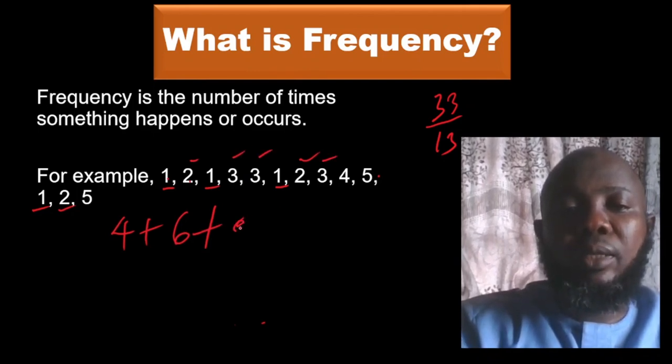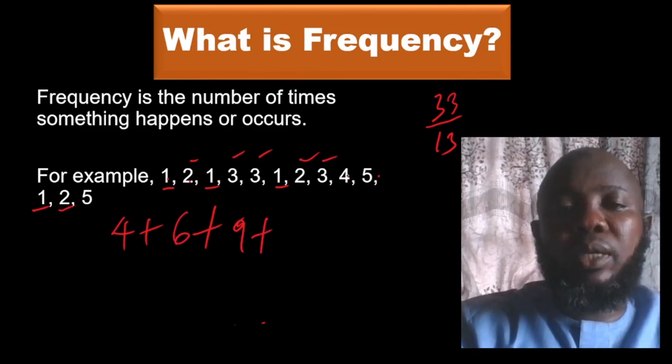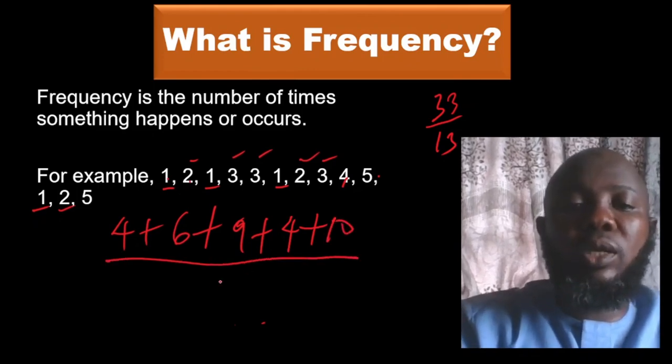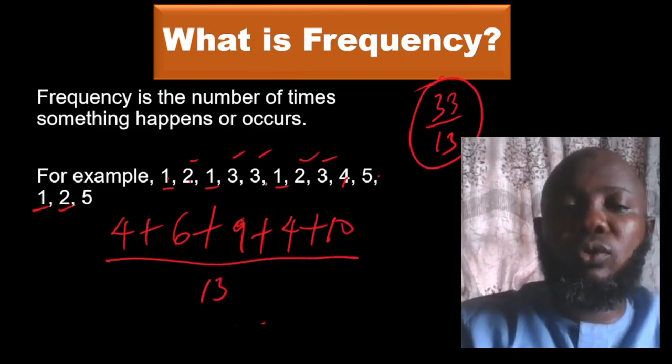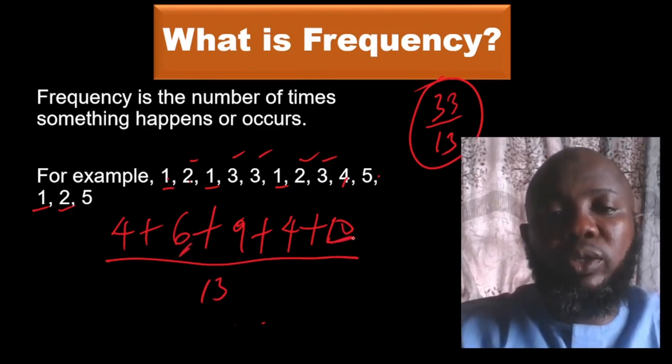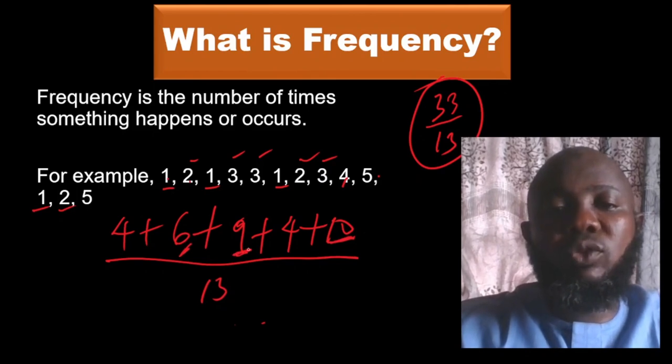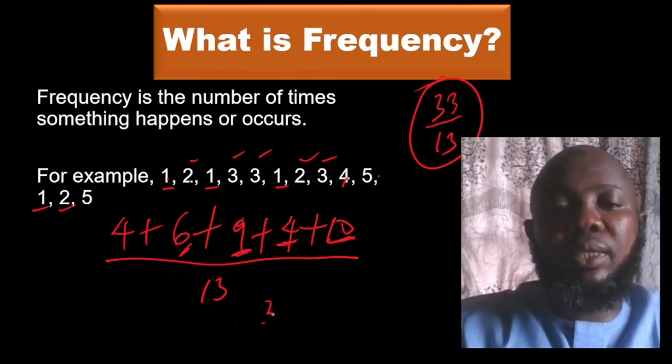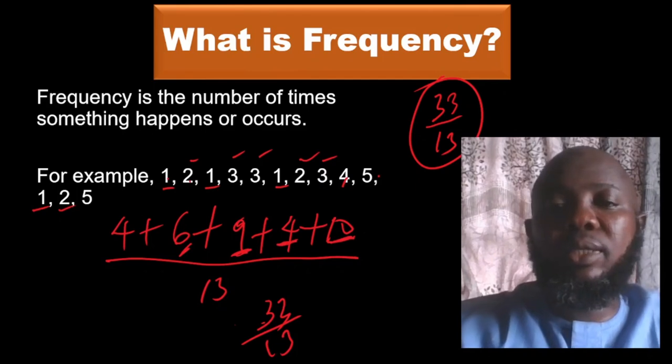That gives us 9. 4 appears how many times? 1. That's plus 4. 5 appears how many times? That is 2. That is 10. So let's add everything together over 13 and see if we are going to get this or not. So 4 plus 6 is 10. 10 plus 10 is 20. 20 plus 9 is 29. Plus 4 is 33 over 13. You can see it's the same thing.